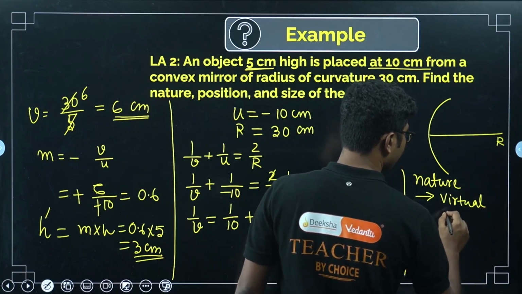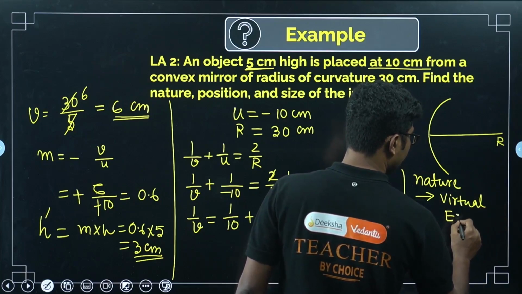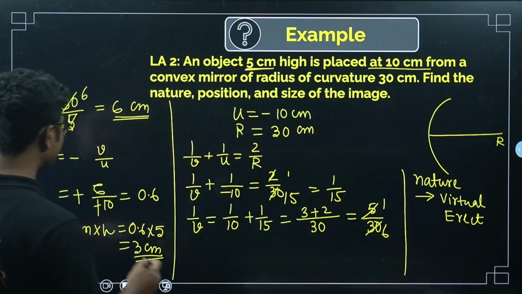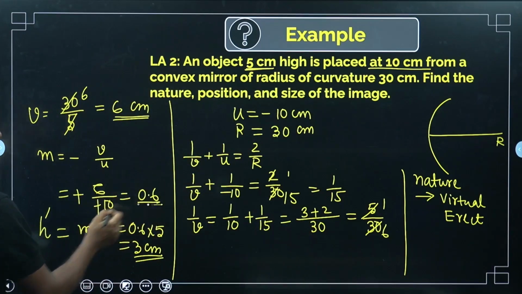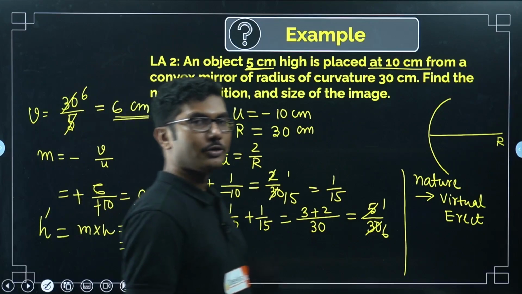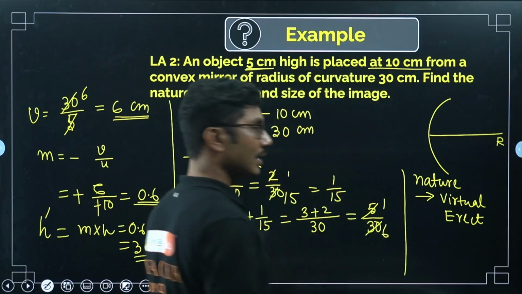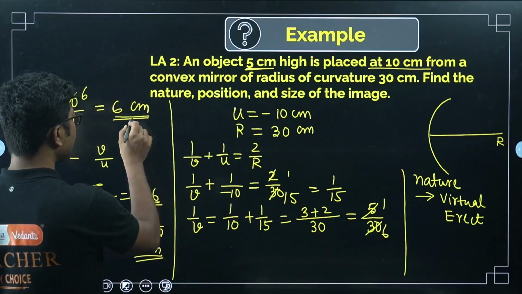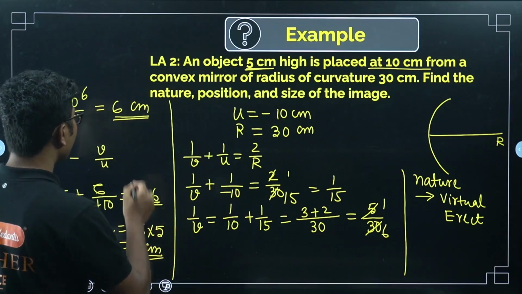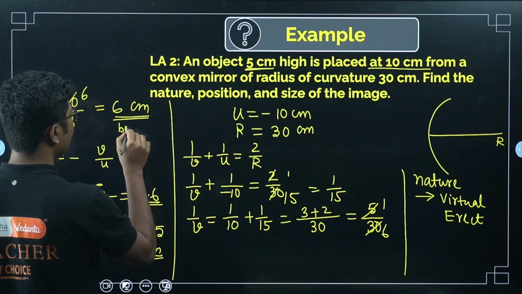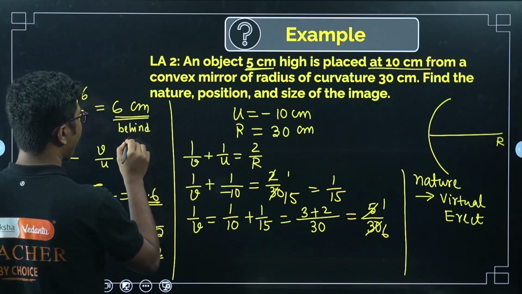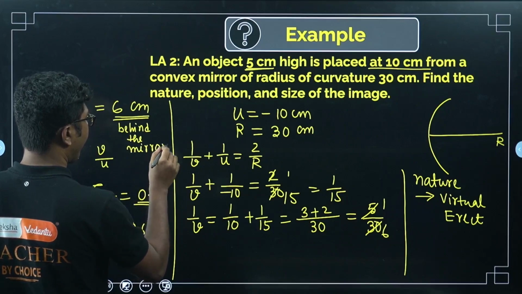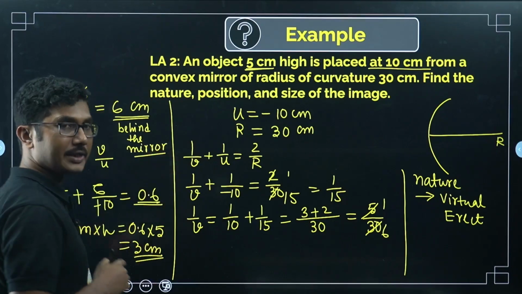And if it is a virtual image, we also know what else? It should be erect. Virtual, erect, that we can see from this magnification as well. Magnification is positive, so it will be an erect image, right? So nature will be virtual, erect, and position is 6 centimeter behind the mirror. Okay, positive means behind the mirror. Size of the image is 3 centimeter.